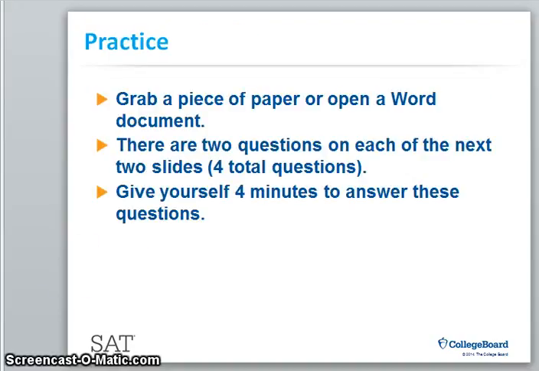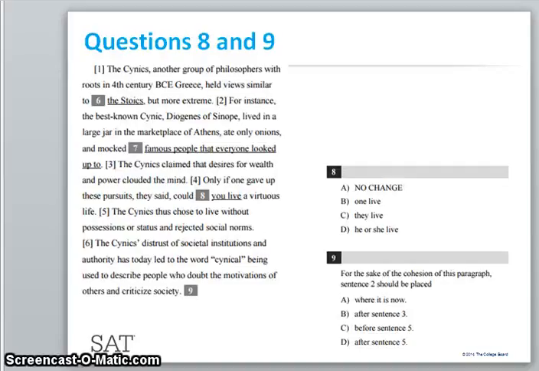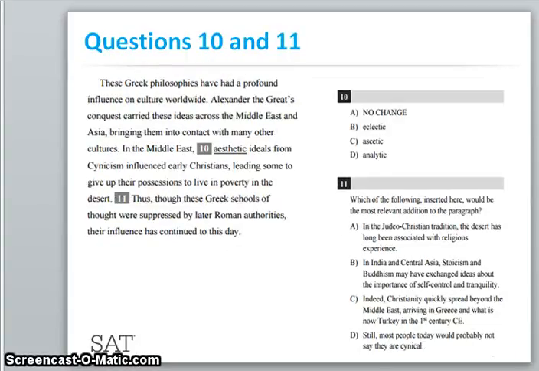Next item is practice for this week. Grab a piece of paper, open up a Word document. There are 2 questions on the next 2 slides. So I'll click through each of the slides, you can pause, decide on your answers, and then go from there. There are 4 questions that we're going to be practicing. Here are questions 8 and 9. And then here are questions 10 and 11. Make sure that you pause to answer.